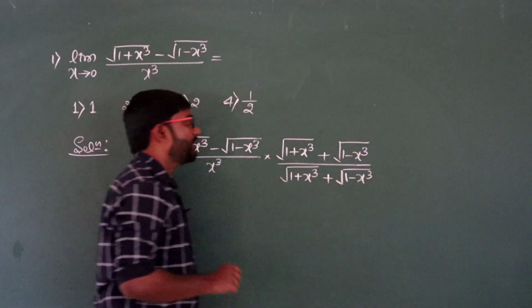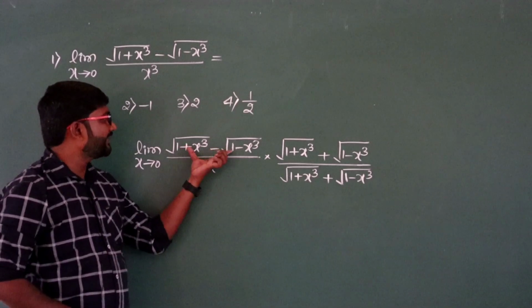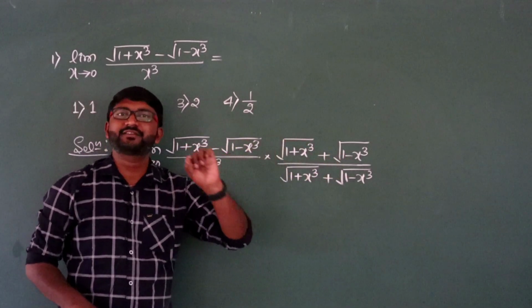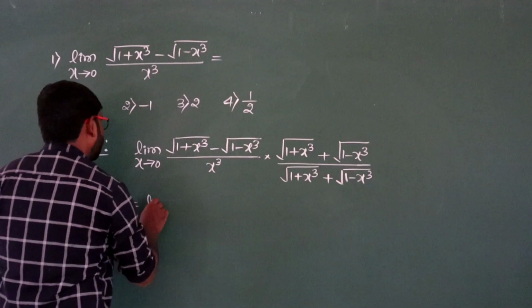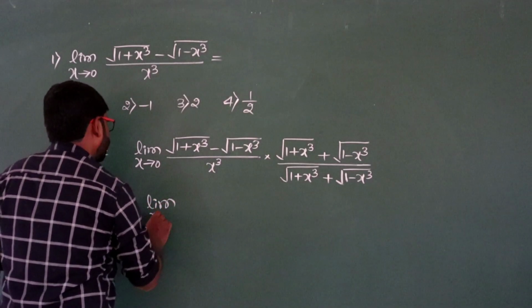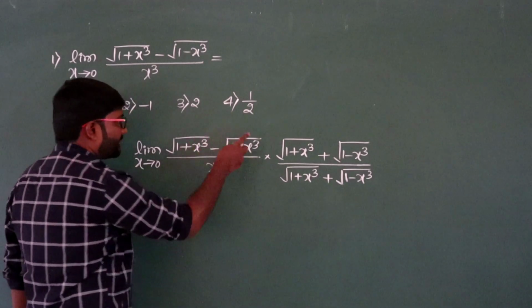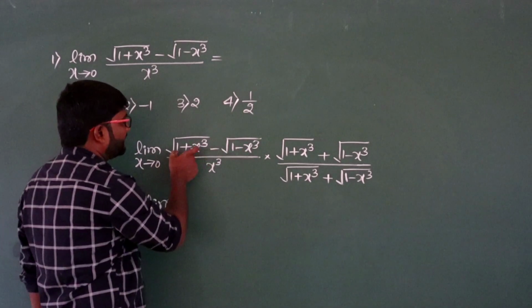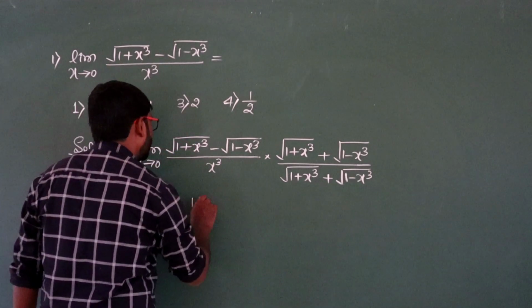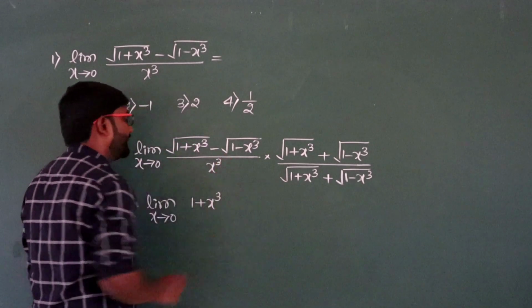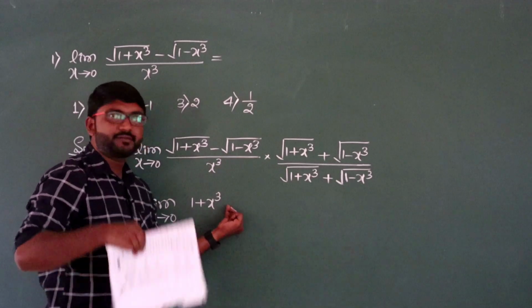Now observe the numerator. It is in the form of a minus b into a plus b. It is a square minus b square. So that I will be writing it directly now. Limit x tends to 0. So a square minus b square. a square means square root of 1 plus x cube the whole square. Square and root get cancelled. We have only 1 plus x cube. This is a square.